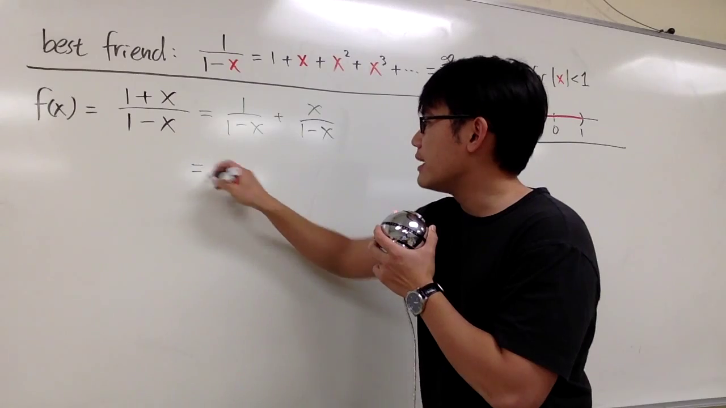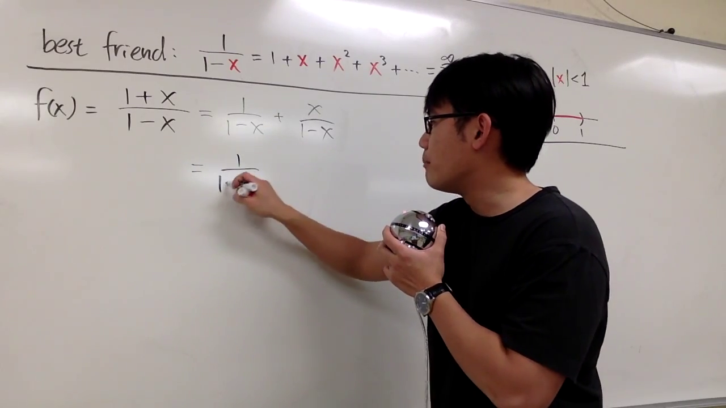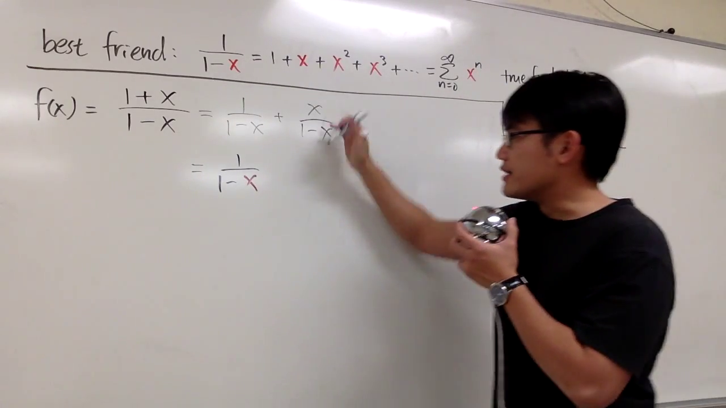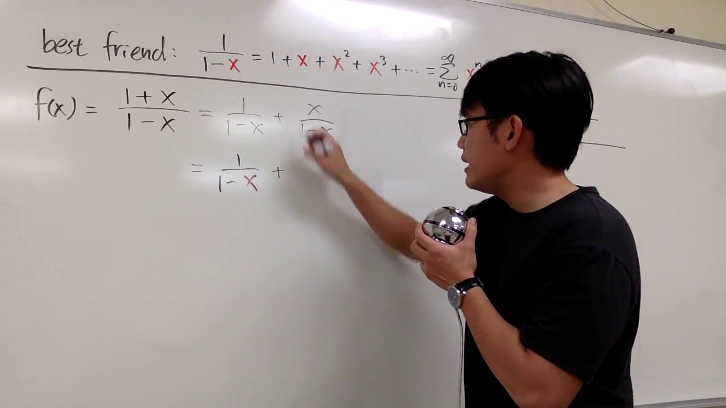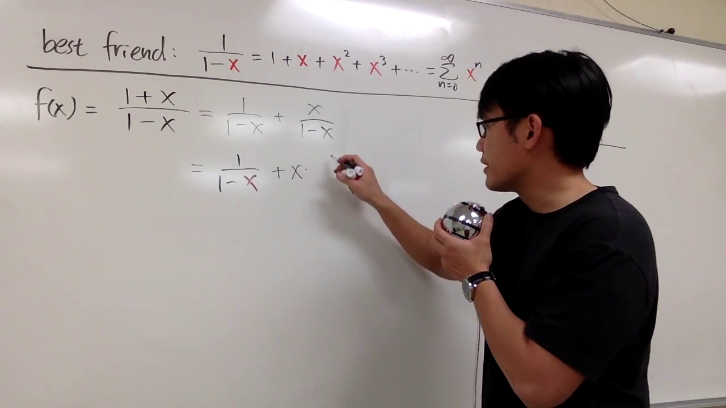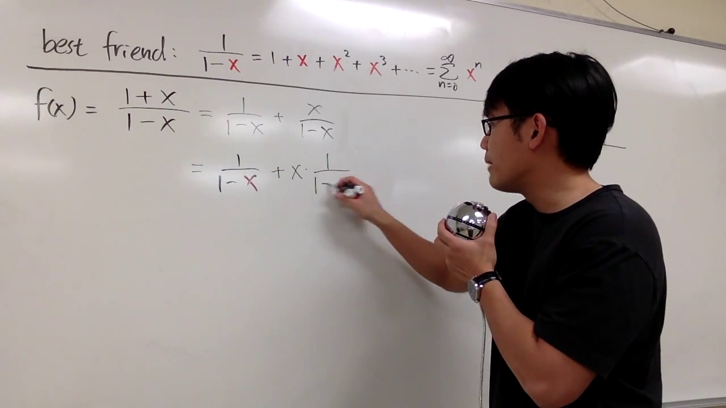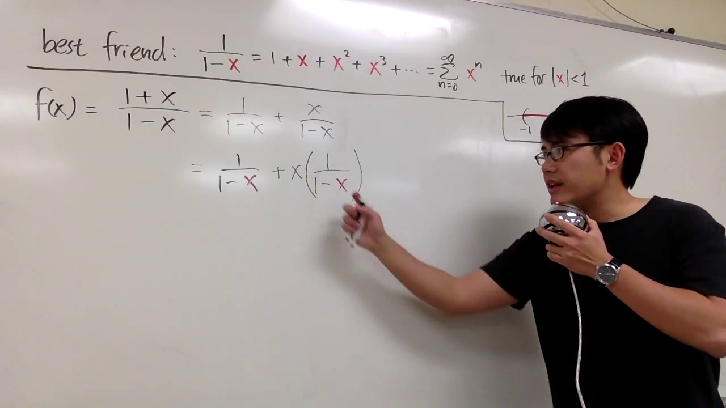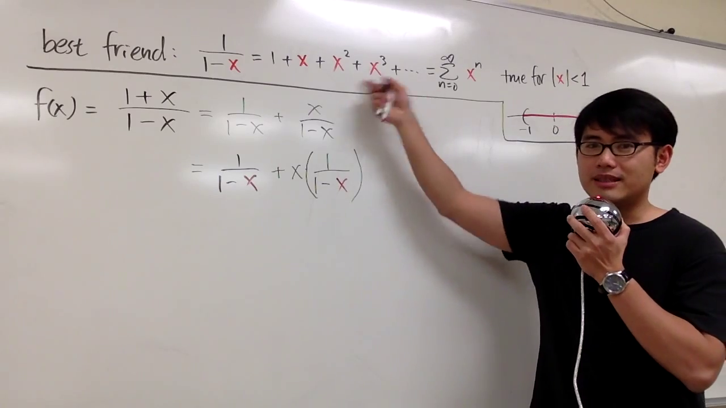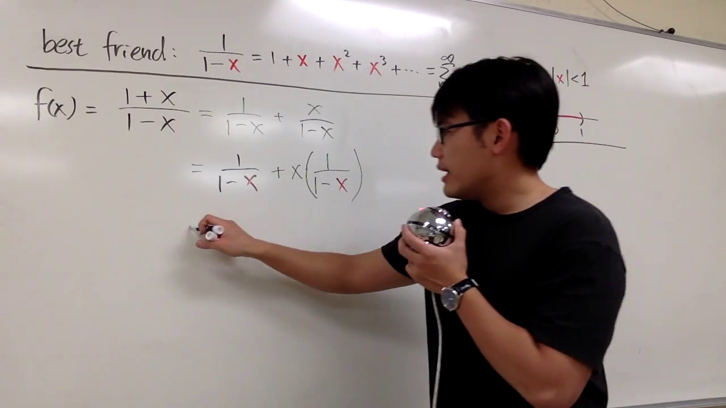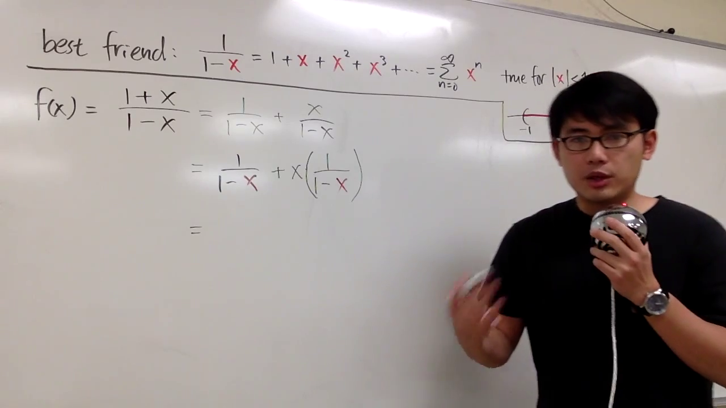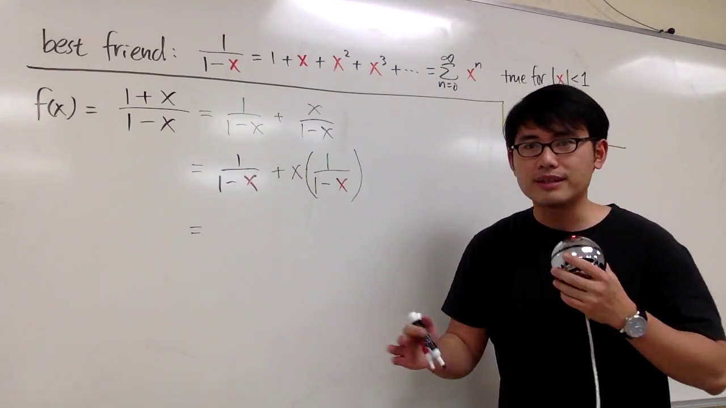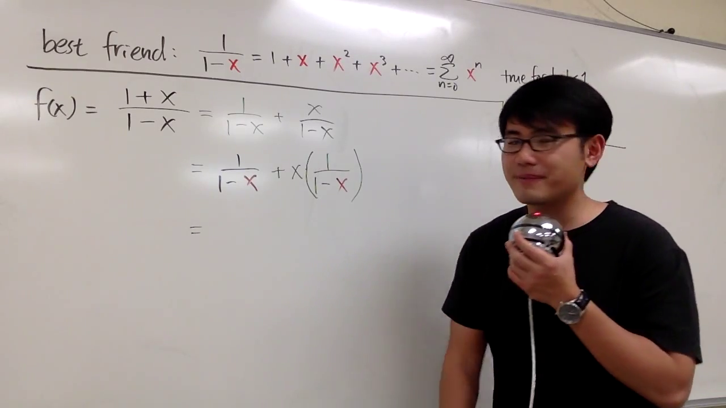So this is the same as 1 over 1 minus x, which is exactly the same as our best friend. And for the second one, I will write down plus, put the x on the side, and then we have the 1 on the top now, over 1 minus x. And I'll put parentheses right here. And then this is also exactly the same as our best friend. I'm just going to show you the written-out version of this power series first, and then in the next video, I will show you how we can work with the sigma notation.